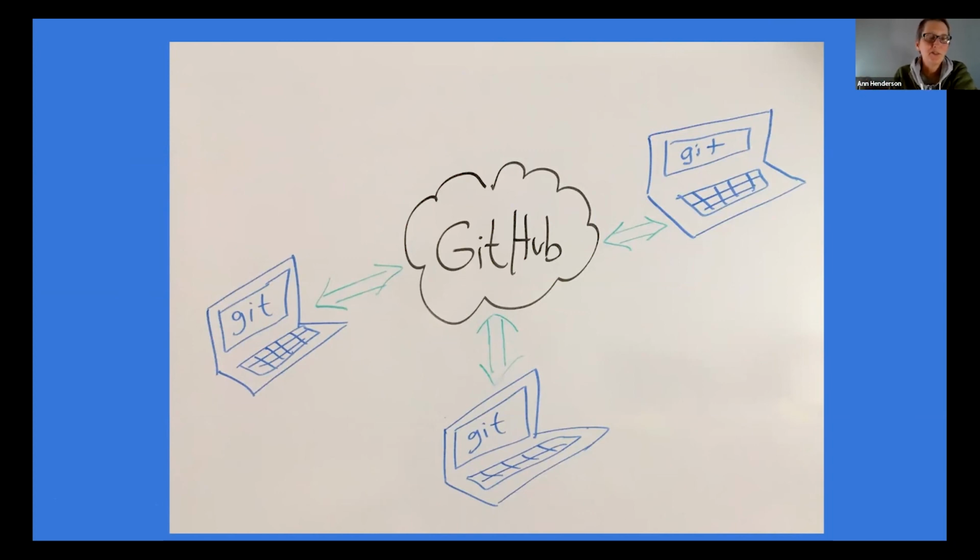So that's why people get confused, because the terms are similar, but a hub is a term that means the center of a wheel and where everything comes together. And that's why they called it hub, a GitHub.